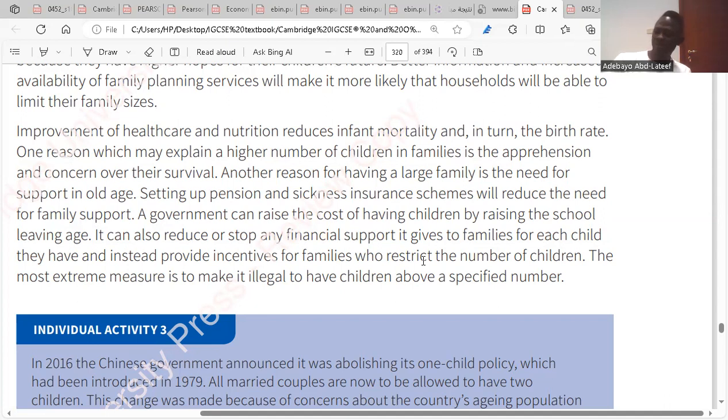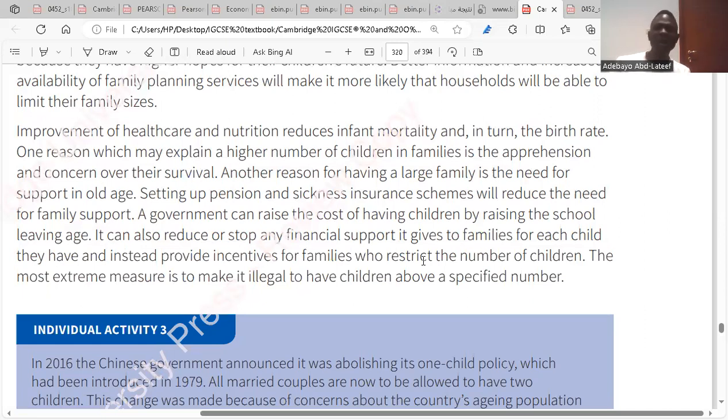So if there's improvement in healthcare and nutrition, people feel like there's a better environment for their kids. So nobody would bother to say, oh, we don't want to give birth to children, because the environment is not ideal for these kids. But if the environment is ideal, then more kids will be given birth to.